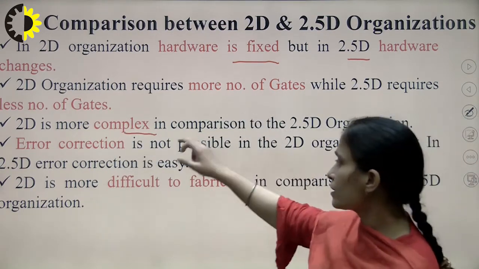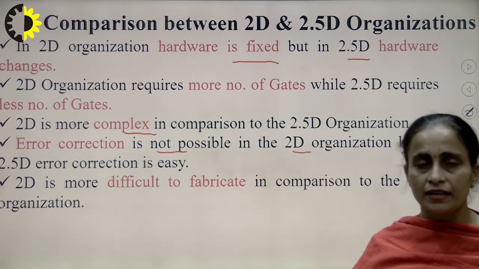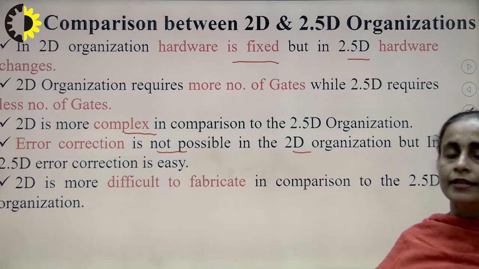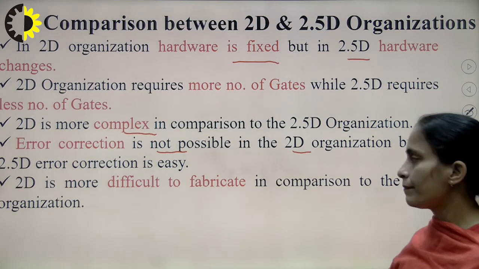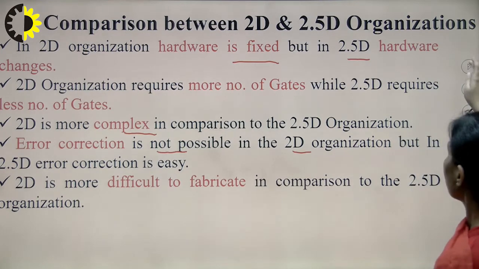Then error correction is not possible in 2D, but error correction becomes easy when I am opting for 2.5D. Then 2D is also more difficult to fabricate in comparison to my 2.5D organization.